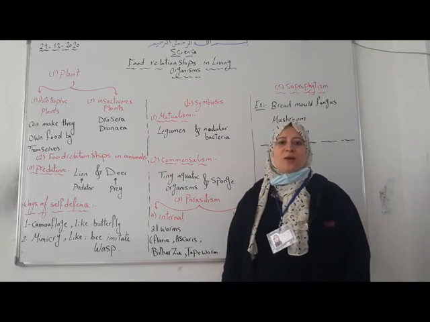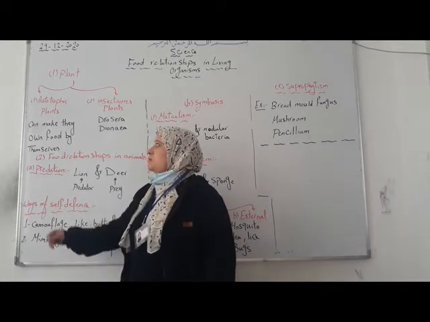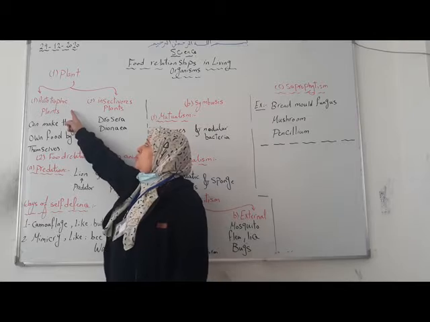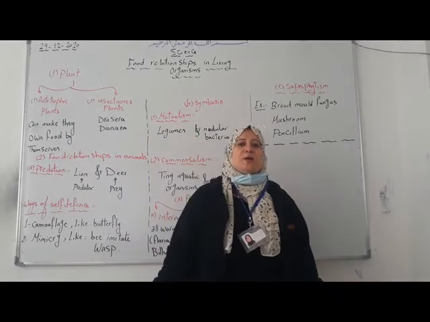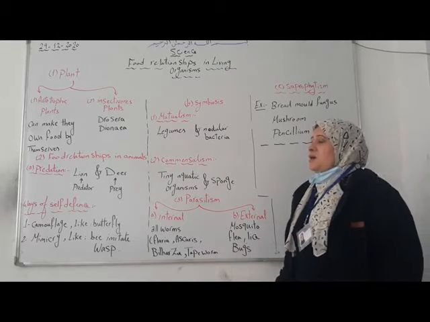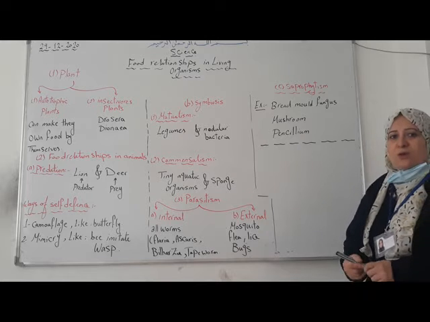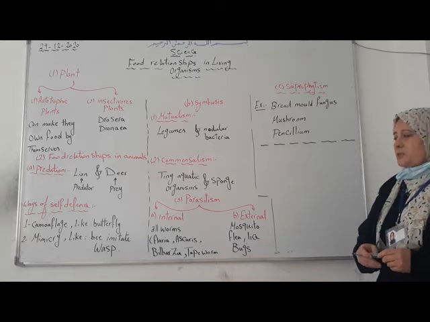Do you know how plant get its food? There are two types of plants. Plants that we call autotrophic plants. Autotrophic plants means they make their own food by themselves. These plants make a process called photosynthesis process. What is the photosynthesis process?